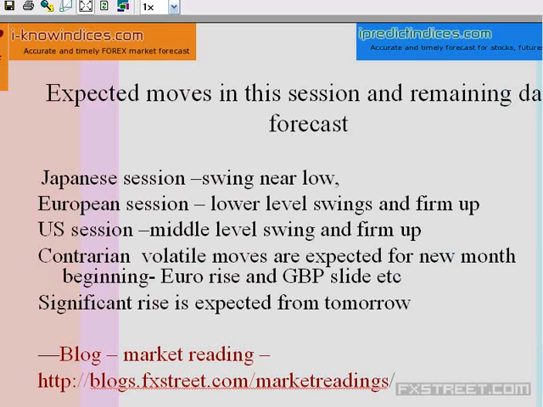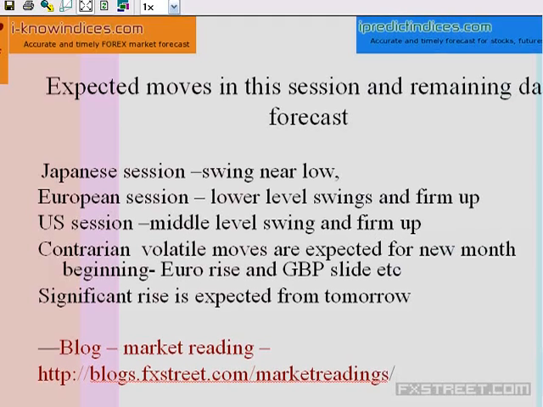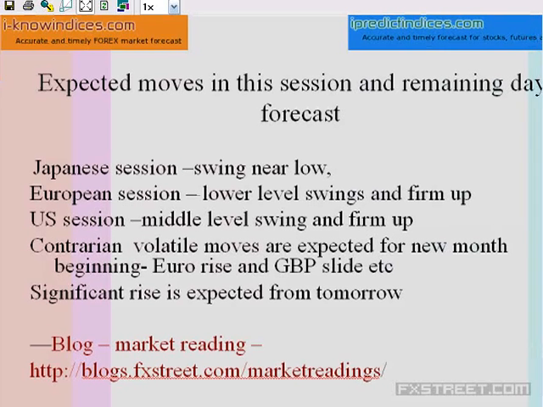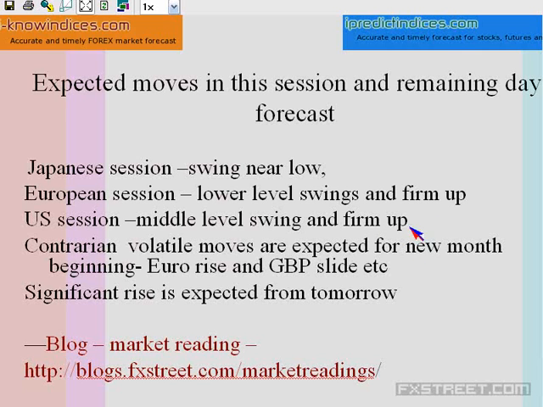Japanese session swing near low, European session lower level swing and firm up, and US session middle level swing and firm up. These are all the expected moves, and we are bound to see contrarian moves in the market and significant rises expected from tomorrow. And for interest rate decisions of ECB and BOE and also for non-farm payrolls, the market is expected to make upward spikes.